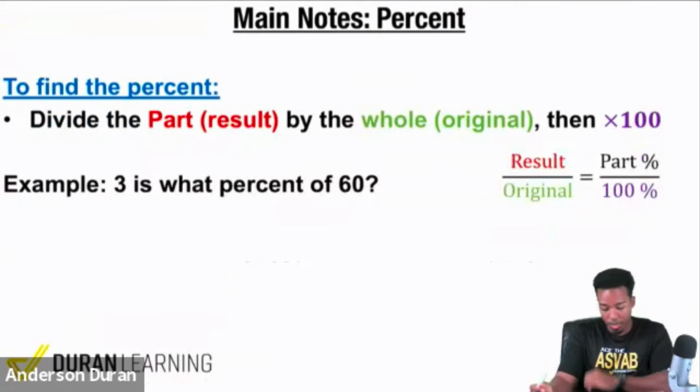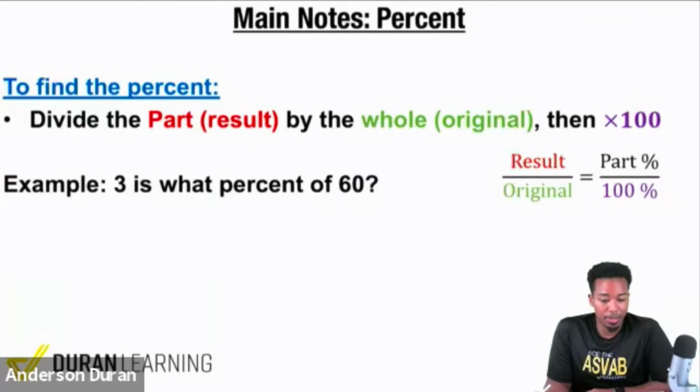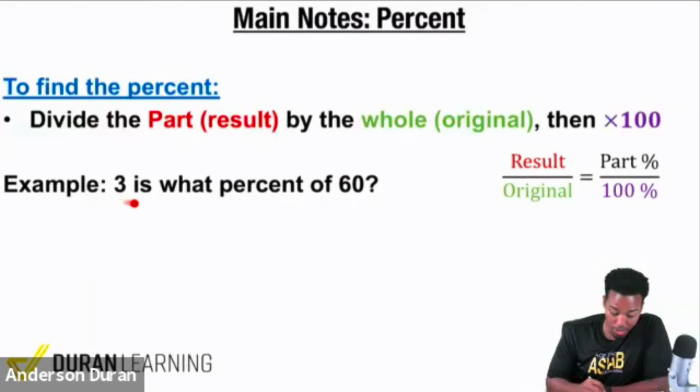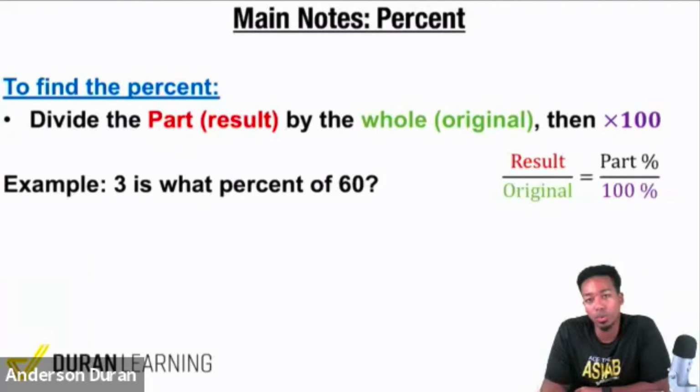So here we go. This is one of the things that we might be asked to do: finding the percent. Here's an example that could very well easily be on the ASVAB. Of those 16 questions in the computer adaptive, those beginning questions are going to be fairly straightforward. And you could see something as easy as this, where they could say, hey, 3 is what percent of 60? So the way that we're going to do this is simply the following way.